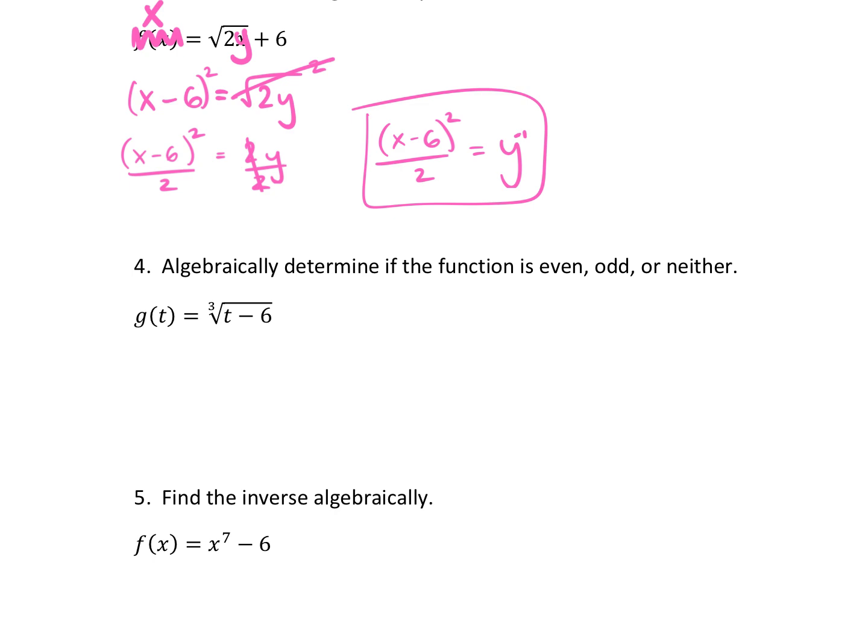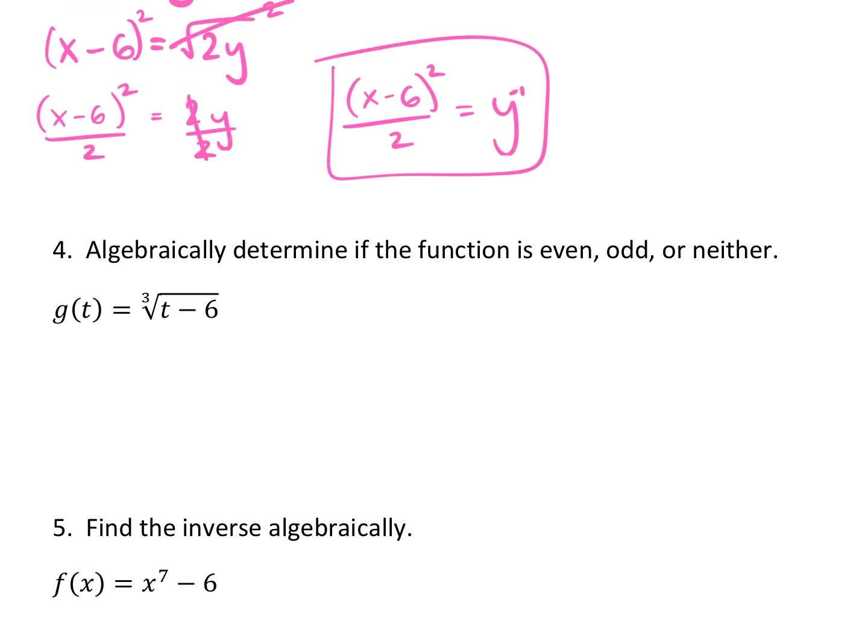So for this, we want to plug in a number and its opposite. If we get the same number, then it's going to be even. If we get opposite answers, meaning same number, but one's positive and one's negative, then it would be odd. And if we get totally different numbers, then it's neither. So a good number to plug in would be like 2 and negative 2.